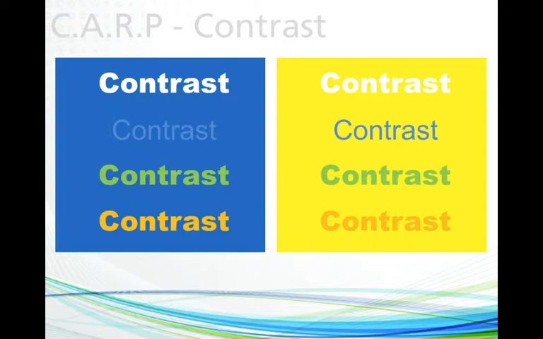So let's talk about the contrast part of the C.A.R.P model. The contrast is showing what's important on the screen, basically. In the example I have here, you can see an example on the left and an example on the right. The first line on the left has a good amount of contrast in the blue background and the white font. Conversely, the contrast with the yellow background and the white font is much less, making it a much more difficult read for students.